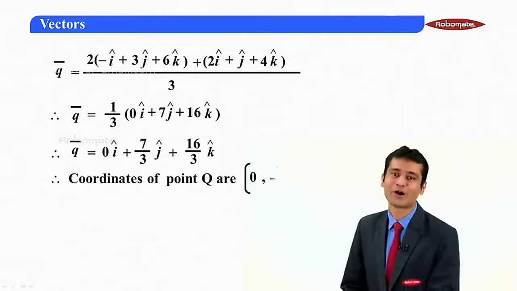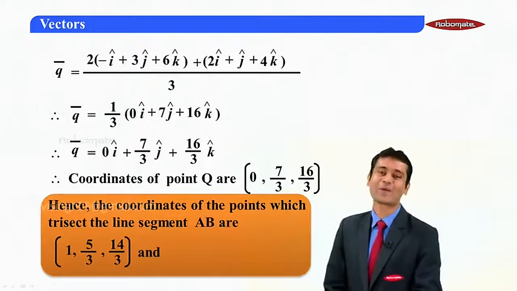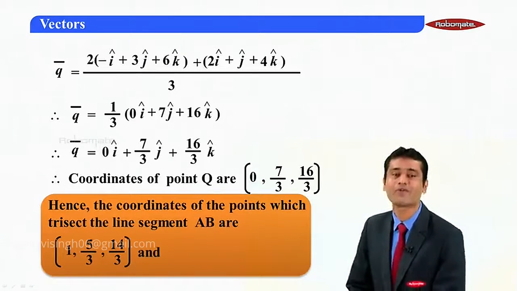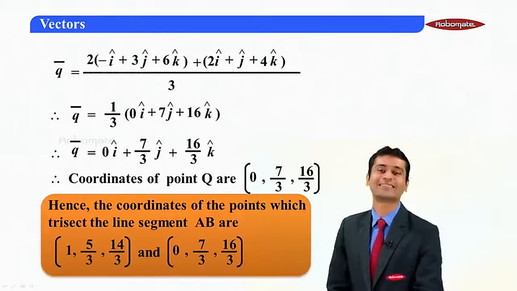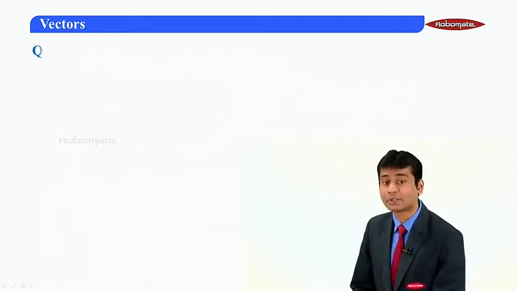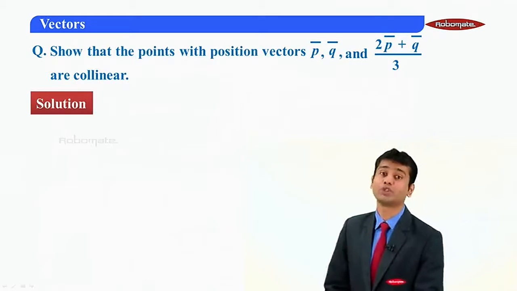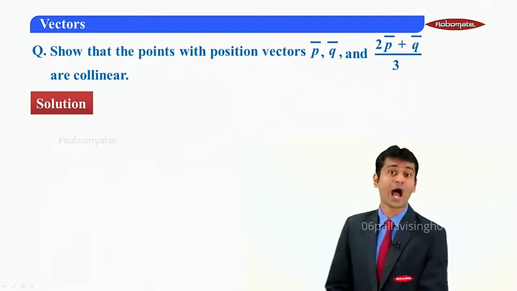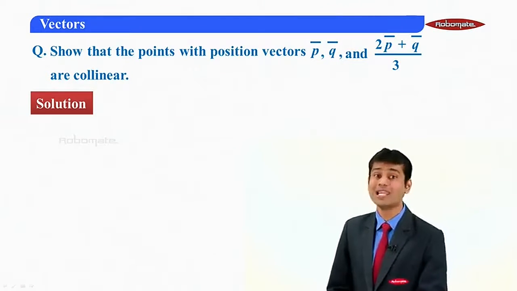So the two points of trisection here we have are (1, 5/3, 14/3) and the second point is (0, 7/3, 16/3). Let us come to the second sum. The second sum says: show that the points with the position vectors P bar, Q bar and (2P bar plus Q bar) by 3 are collinear.